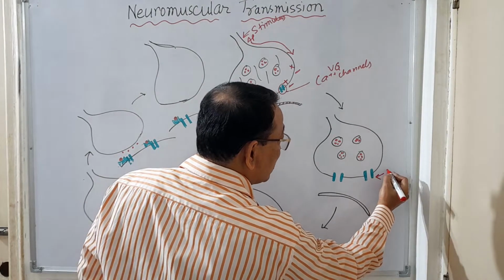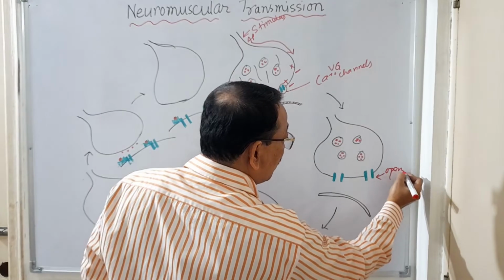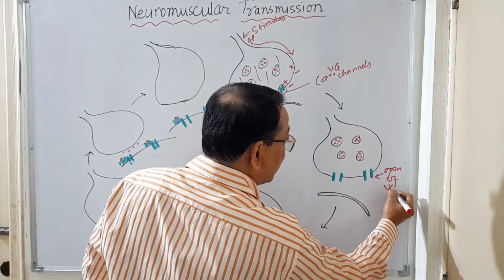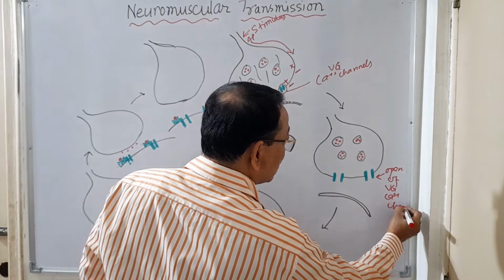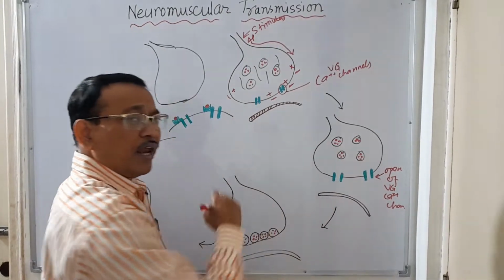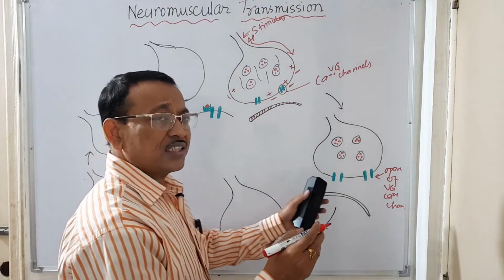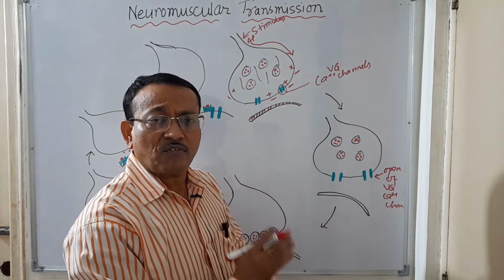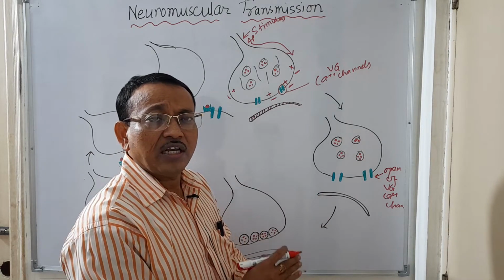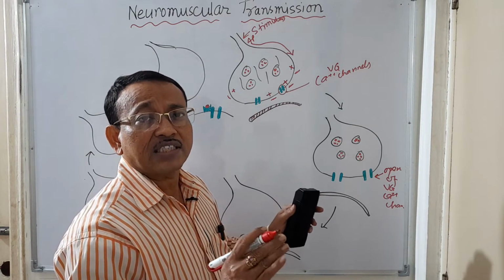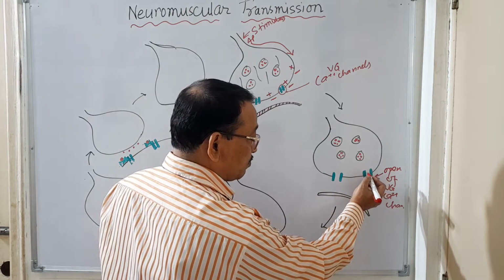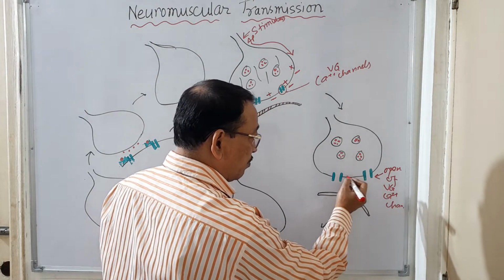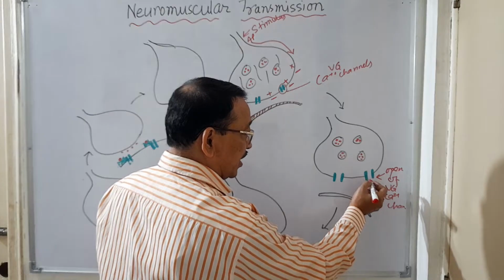So here you see there is an opening of voltage gated calcium channels. Calcium channels will now open. These channels are sensitive to change of the voltage, so named as voltage gated calcium channels. So these channels are now opened, which are present across the presynaptic membrane.